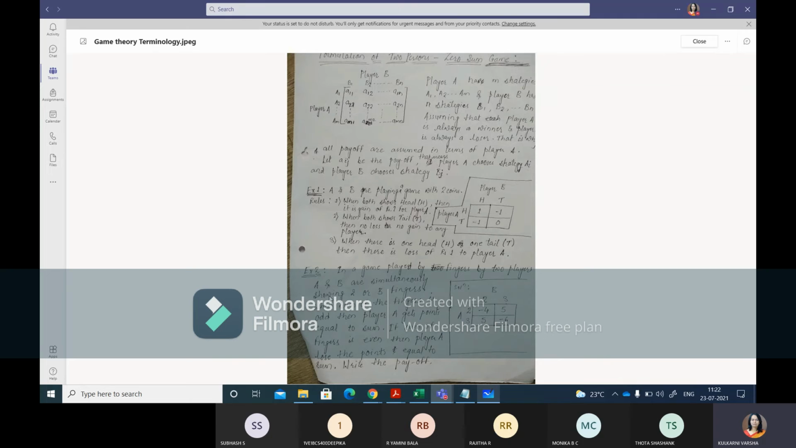So what is the game? Two players will show either two fingers or three fingers. When the sum of the two fingers is odd, then player A gets points equal to the sum. And if the sum of the fingers is even, then player A loses points equal to the sum. Write the payoff matrix.